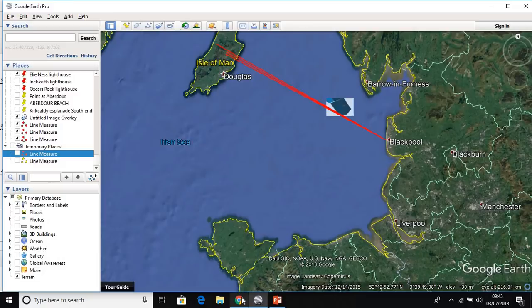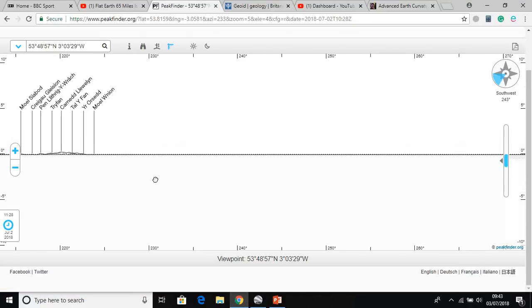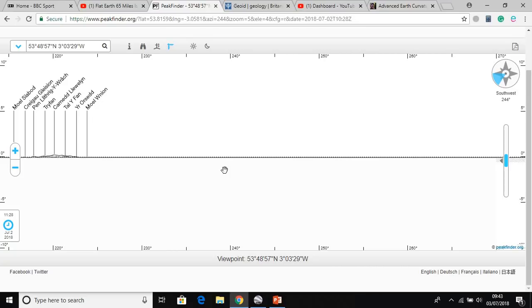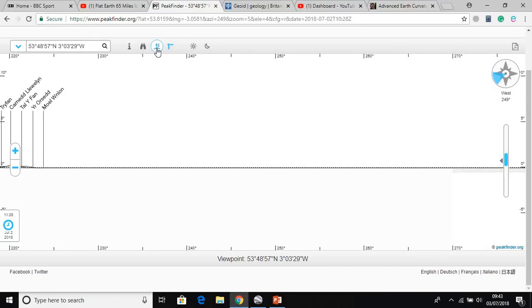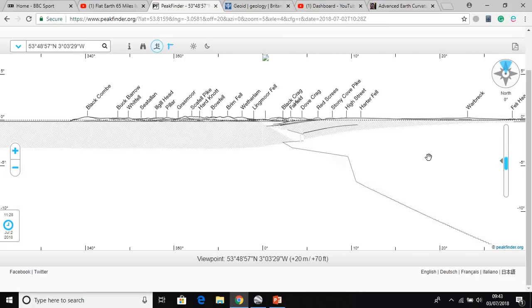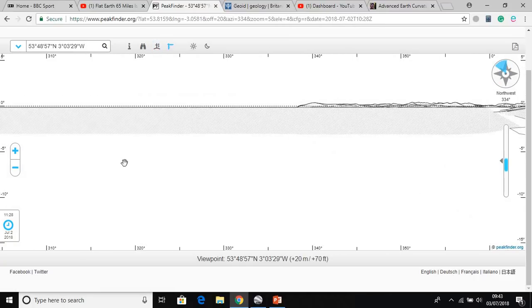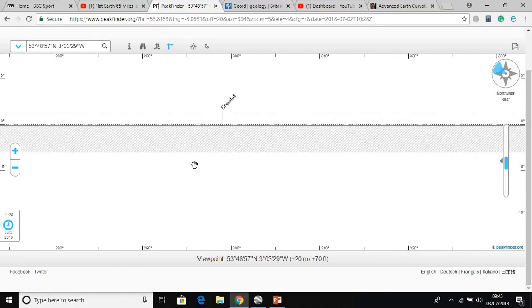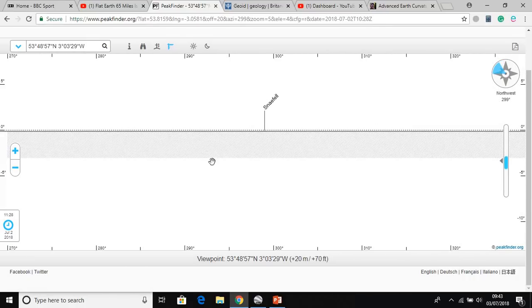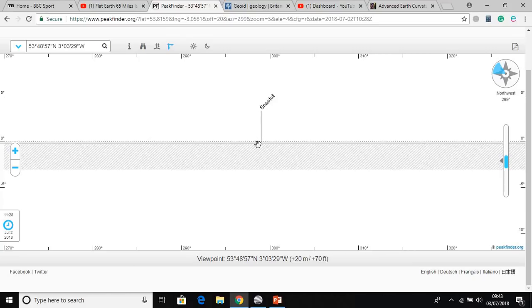So going back to the video in question, we'll just have a little addition on PeakFinder here. If we alter the camera height and put it up to 20 feet, we see that Snaefell, at a camera height of 20 meters, starts to appear, but it's only the label that's there. It's barely visible. Perhaps with a lot of zooming in, you just start to see the peak of Snaefell.